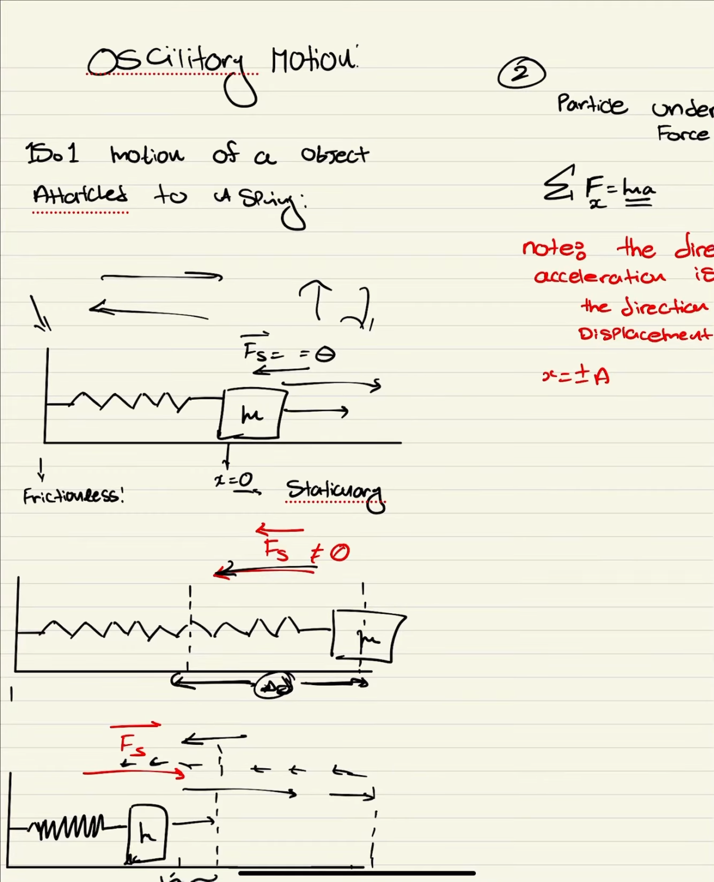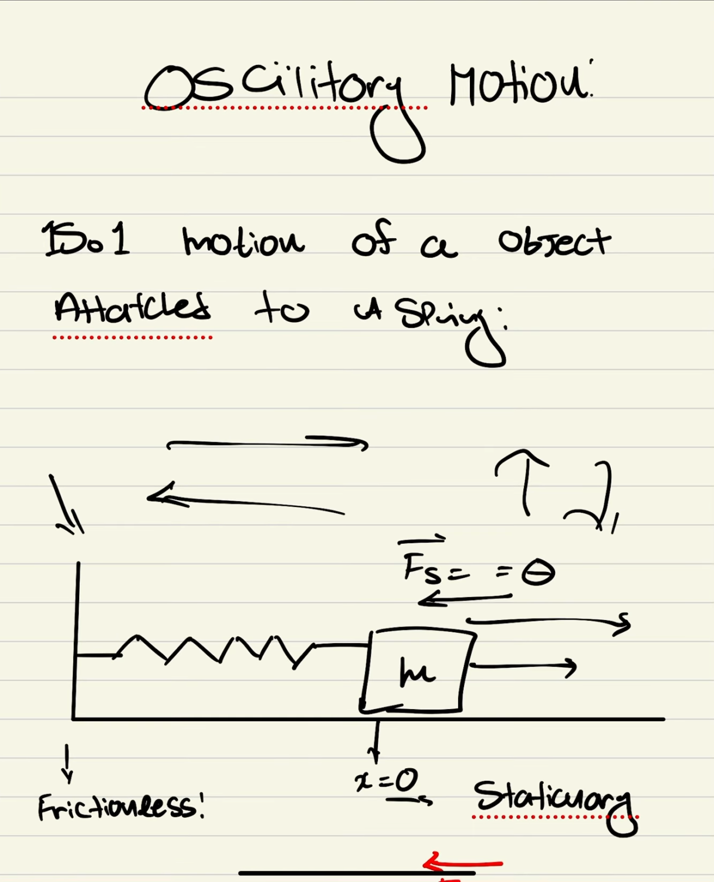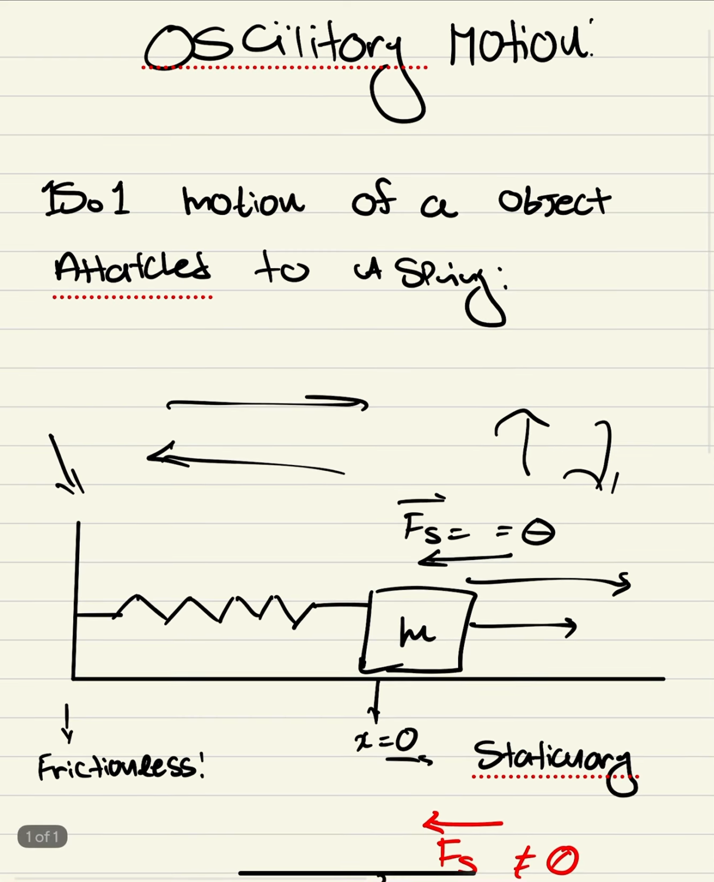Okay, so today we'll be talking about oscillatory motion. The first topic of oscillatory motion is motion of an object attached to a spring, because that's the best way to describe oscillatory motion. So first, picture this image. There's a spring here, and there's a mass attached to it.